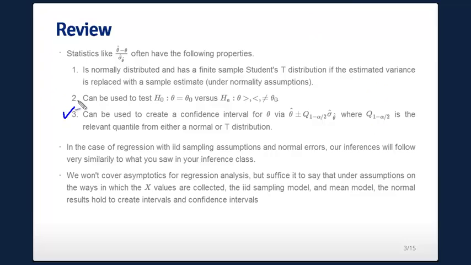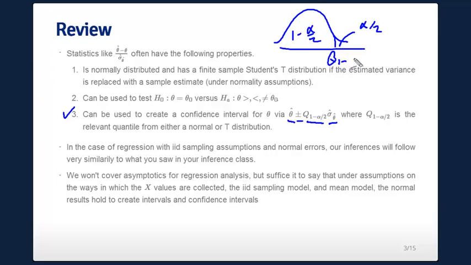And then we can also use it to create a confidence interval for theta, and our confidence intervals usually look like theta hat plus or minus an appropriate quantile times the estimated standard error, where the appropriate quantile is, you have this distribution, and we want it so that alpha over 2 is in the upper tail, so 1 minus alpha over 2 is in the lower tail. That quantile is Q 1 minus alpha over 2, and usually this is either a t or a normal distribution.